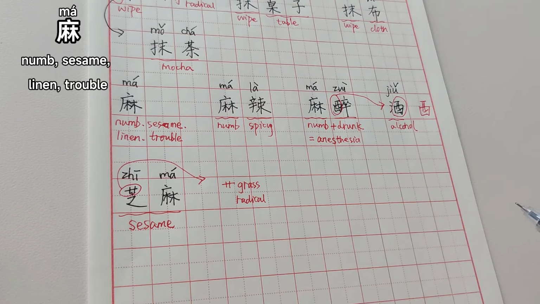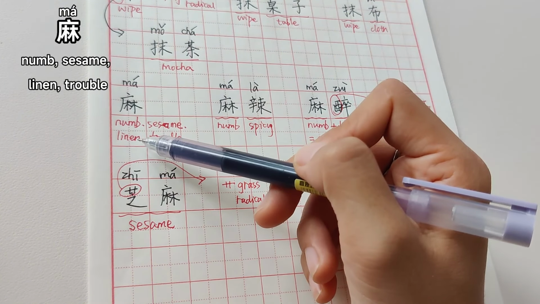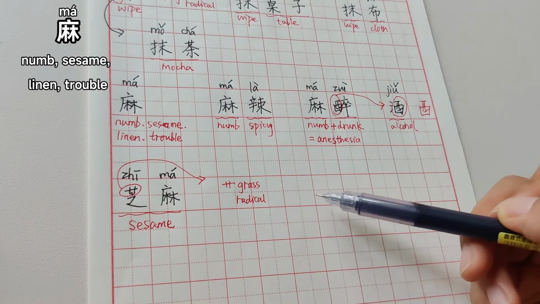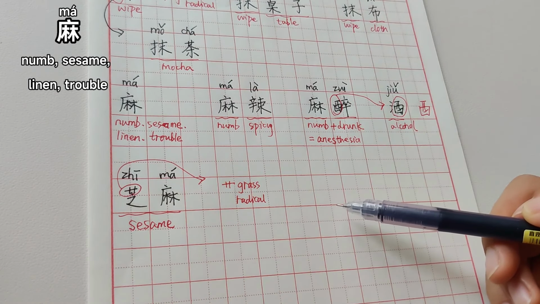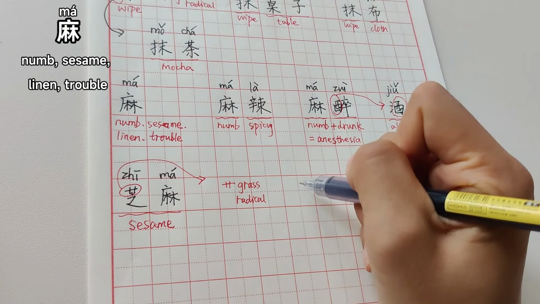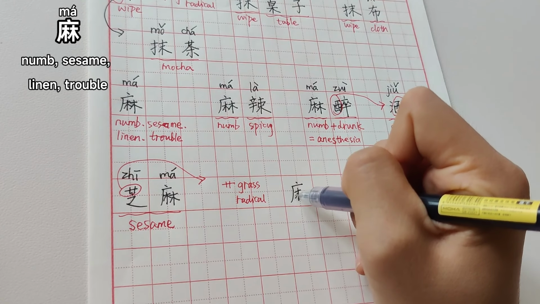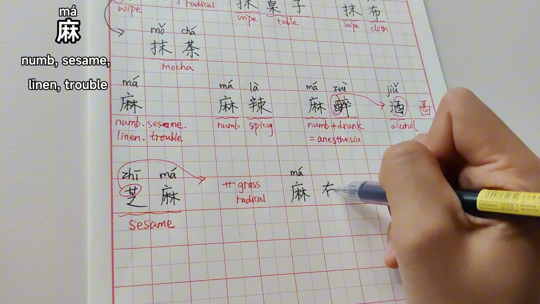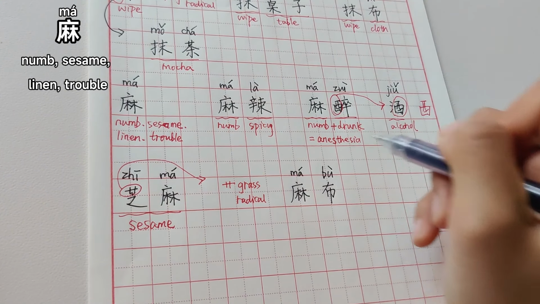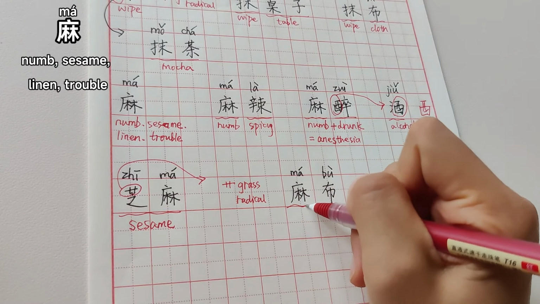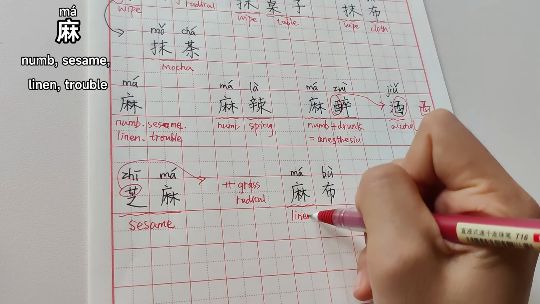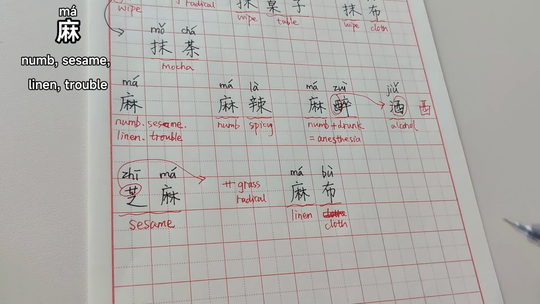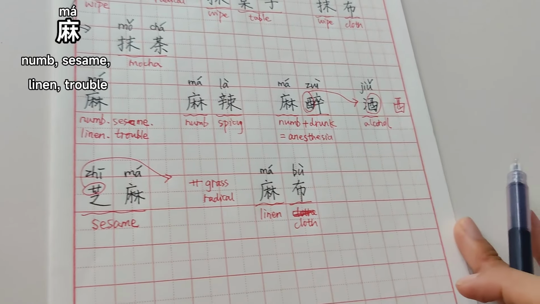Move on to the next meaning. Ma meaning linen. Actually, by itself, it could just mean linen. And I'll give you the word. For example, we can say linen cloth. Ma bu. Ma itself, it means linen. Bu is the cloth.